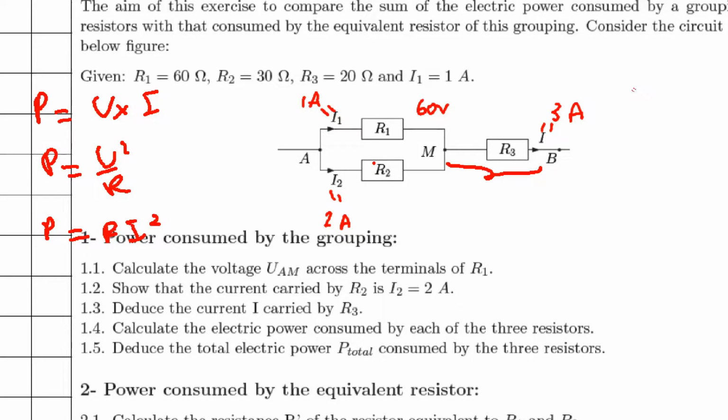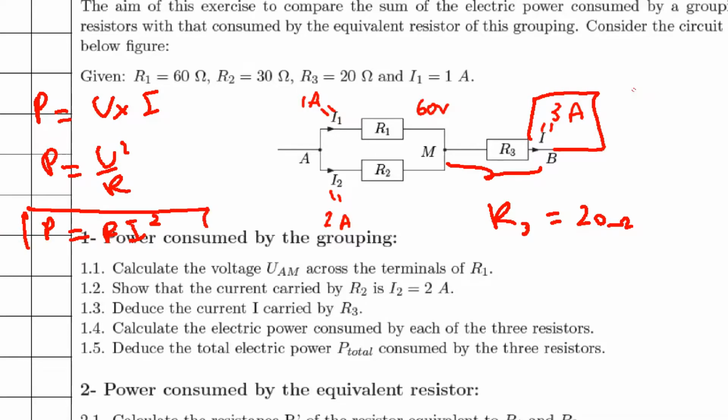Okay, now in this case, which one of these do we need to use, the general form or U square over R or Ri square? This depends on the given. Here in this case we have the resistance, which is given by R3 is equal to 20 ohms, and we have the value of the current. Then we will use this form instead of the general form and the other form. Okay, but recall that before we use this we need to prove it.